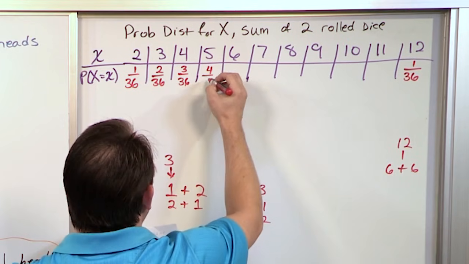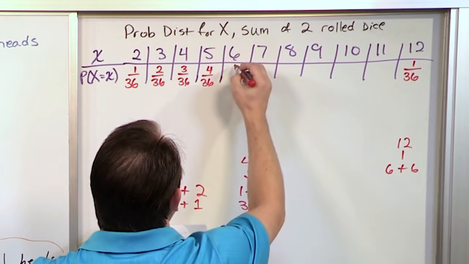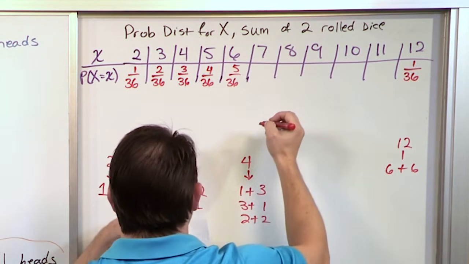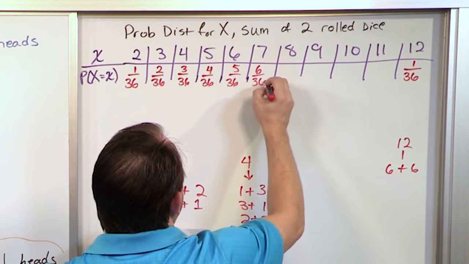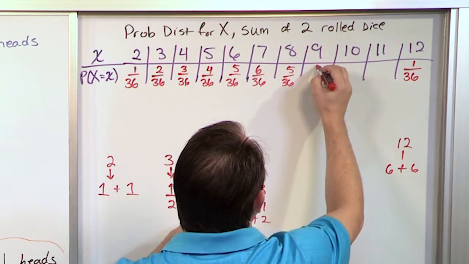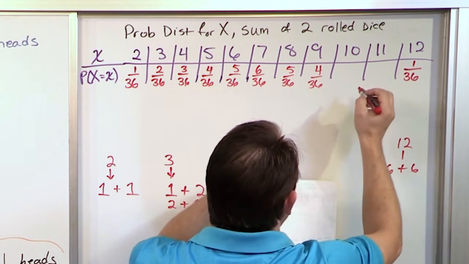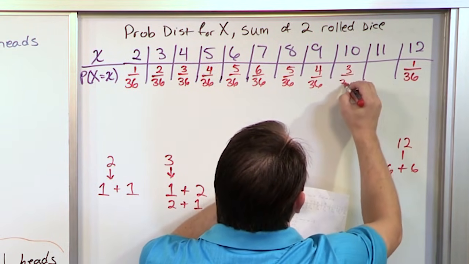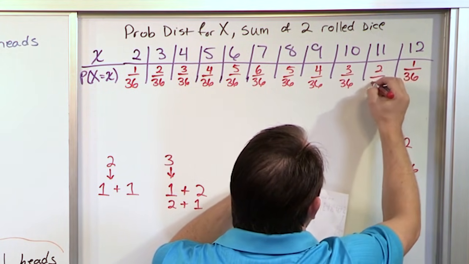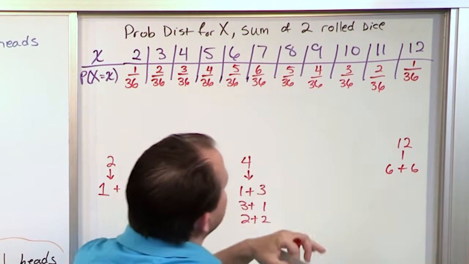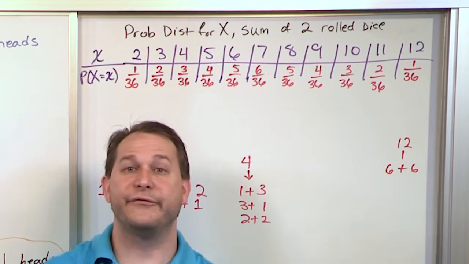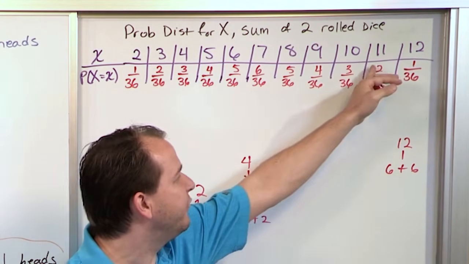For the number 5, there are 4 ways in which that can happen out of 36 outcomes. This one is 5 ways. This one here is 6 ways. The number 8, there are 5 ways. The number 9, there are 4 ways. The number 10 is 3 ways. And the number 11 is 2 ways. This one's pretty easy to understand: the only way I can add to 11 is 5 plus 6 or 6 plus 5. There are only 2 ways in which that can happen, so there are 2 outcomes.